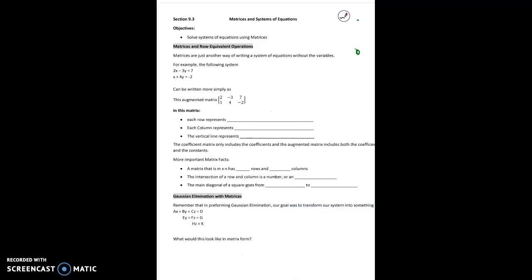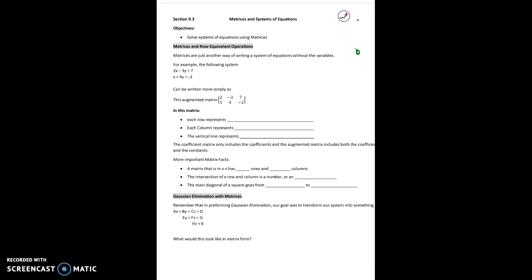Okay, welcome to section 9.3. We're going to be talking about matrices and systems of equations. In sections 9.1 and 9.2, we solved systems of equations using methods that we've learned in the past, such as substitution, elimination, and then we also learned Gaussian elimination. And so we will be using matrices to perform Gaussian elimination, and what you'll see is that matrices make our lives a little bit easier.